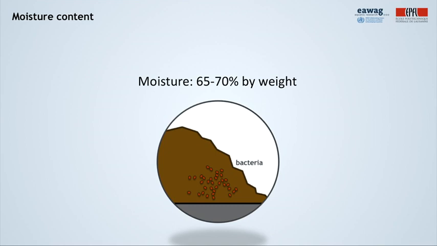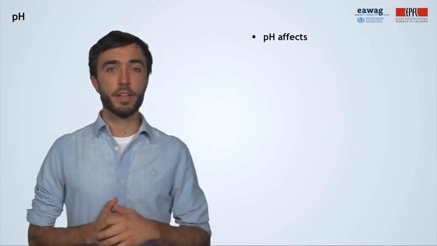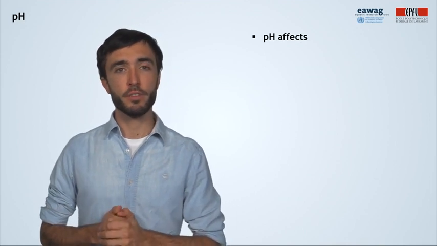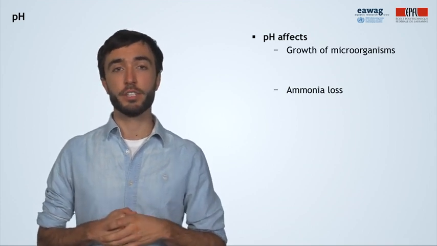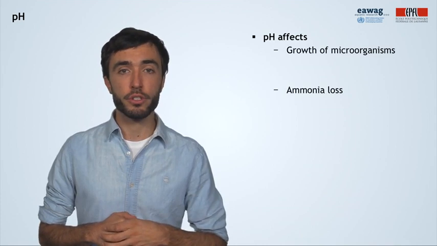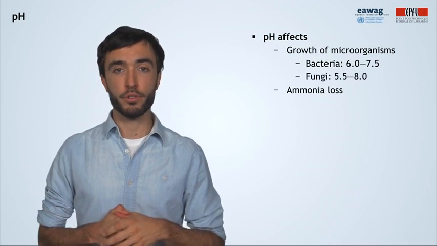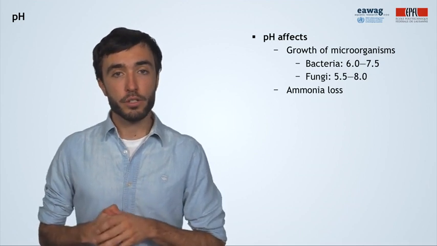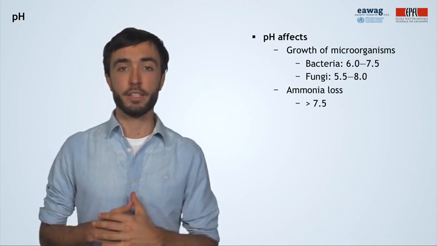In the supplementary material, you will find a quick method on how to determine moisture content. The next parameter in our list is pH. The acidity, pH lower than 7, or alkalinity, pH higher than 7, of the organic materials affects the growth of microorganisms and ammonia loss via volatilization. Bacterial decomposers prefer a pH range between 6 and 7.5, while fungal decomposers prefer a pH range of 5.5 to 8. Gaseous losses of ammonia are more likely to occur if the compost pH exceeds 7.58.